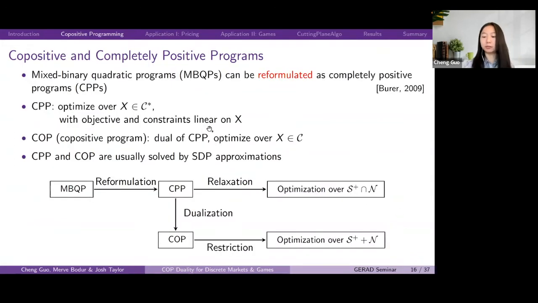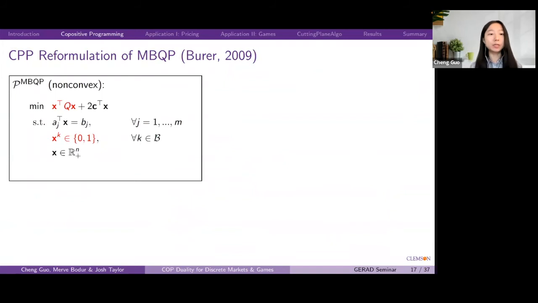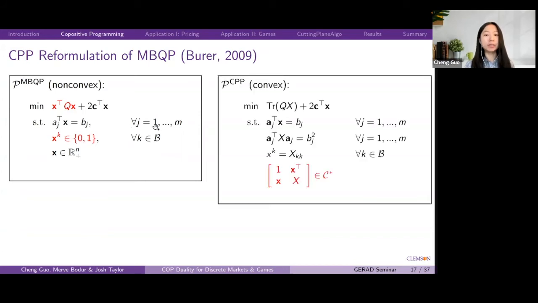So let's take a closer look at this classical result by Sam Burer, which transforms a non-convex problem to a convex problem. We start from a mixed binary quadratic problem, where we could have a quadratic term in the objective, and this quadratic term is not necessarily convex. We might have non-convex quadratic terms too. And then in the constraints, we might have binary variables. So the non-convexity could come from two parts. One is the quadratic term, one is the binary term. And this problem can be exactly reformulated to the completely positive program on the right.